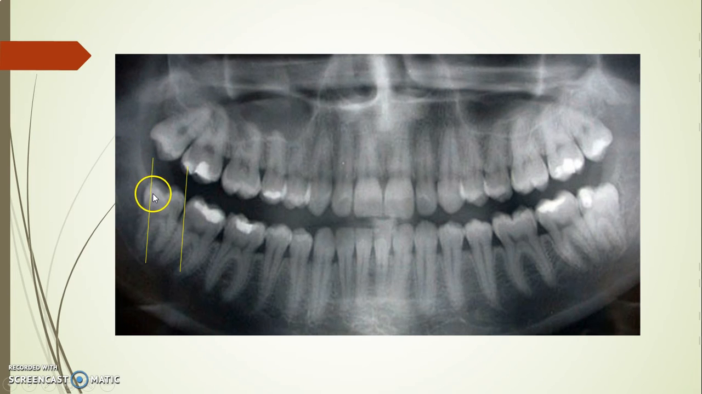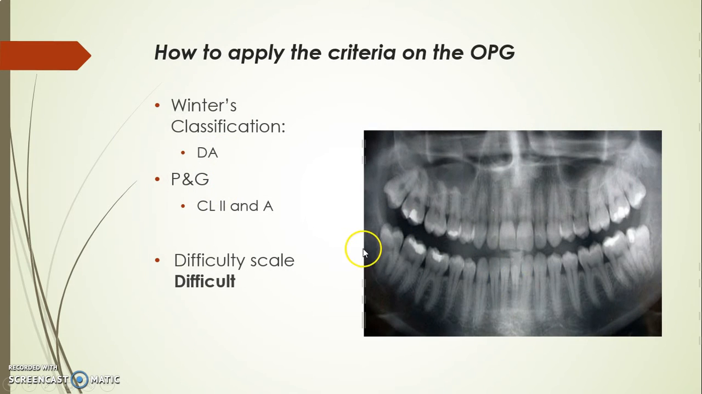the mandible. This is the anterior line of the ramus of the mandible. So it's not fully the crown, but more than half of the crown is trapped underneath the ramus of the mandible. So it's going to be class 2, and the position is A, because the occlusal plane is at the same level as the second molar. So again, it's distoangular, class 2 and A.